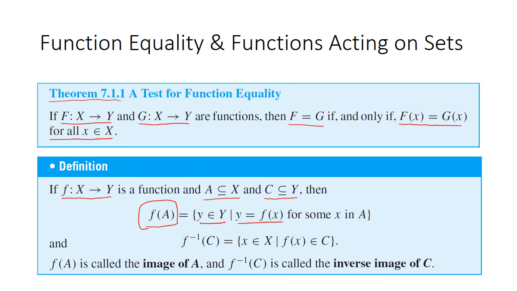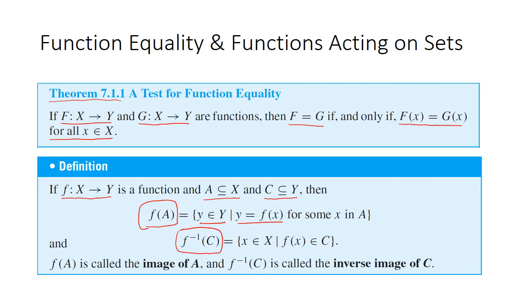But basically you're plugging in a bunch of elements from the domain at once, and then you're getting a bunch of outputs at once. And so that is the image of a set. And then you can also do the same thing for the inverse image. Just like we had the inverse image of single elements, you can have the inverse image of an entire set.